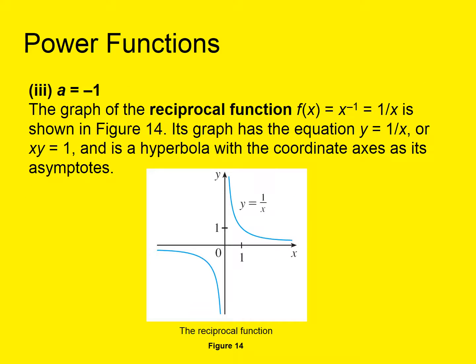What if a is -1? Let's consider that case. The graph of the reciprocal function f of x equals the negative first power of x, which is the same as 1 over x, right? A negative exponent in the numerator is the same as a positive exponent in a denominator. It is shown in Figure 14.